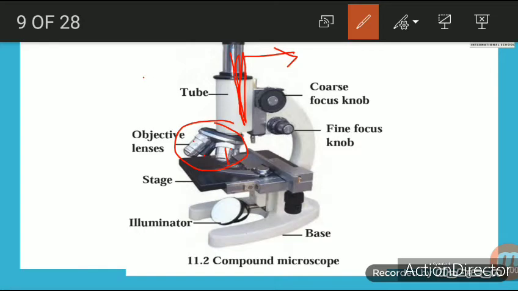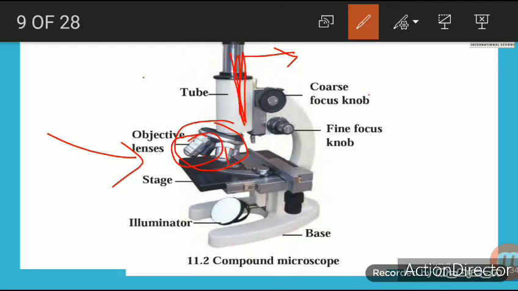Suppose I want to observe the cell of a leaf, a green leaf from any plant. That cell is a very minute, very small part. I require a high power lens because it has to expand the object more. So these are the different objective lenses, and according to our requirement, that much power lens we have to use.